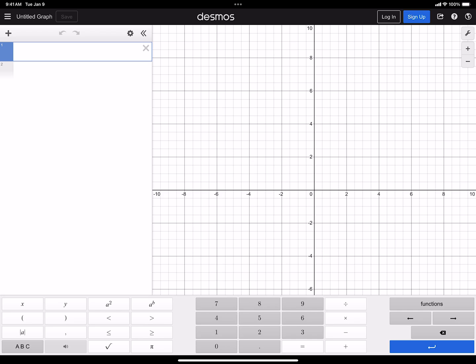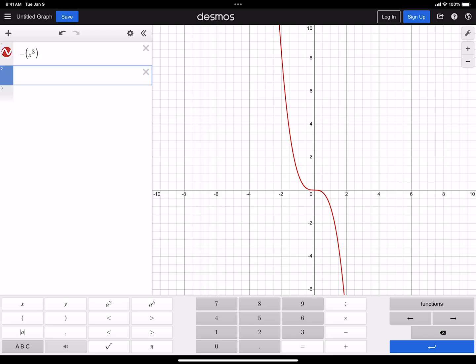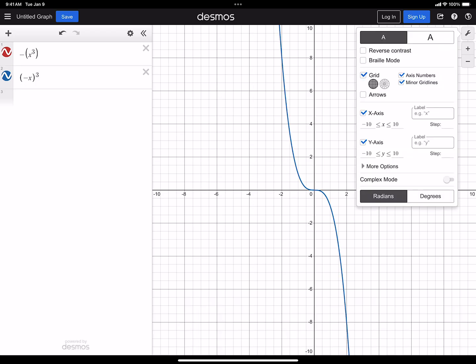But again, if I flip this one here, I'll show you, I guess. So 3. If I put the negative on the outside, it looks like that. If I put it on the inside, it looks the same. They're on top of each other. So, yeah.